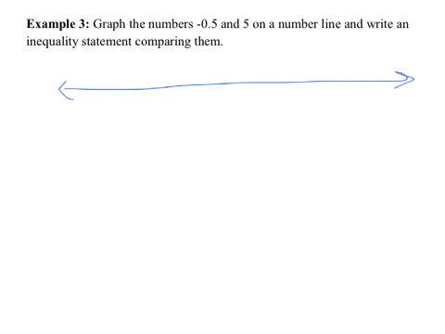I know that I only have to go as far back as maybe -1. There's 0, 1, 2, 3, 4, 5, there's 5. Alright, so graphing these, here's -1/2, and here is 5. And when I look at the two of these, if I wanted to write an inequality statement that compares the two, I need to remember and think, I have greater than and I have less than.